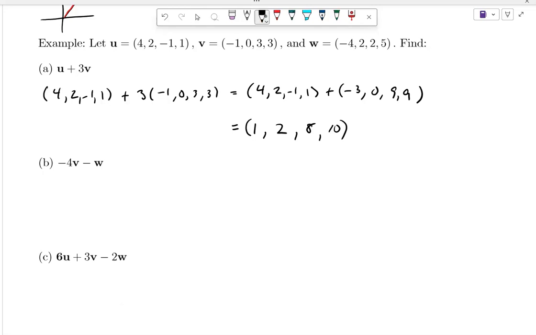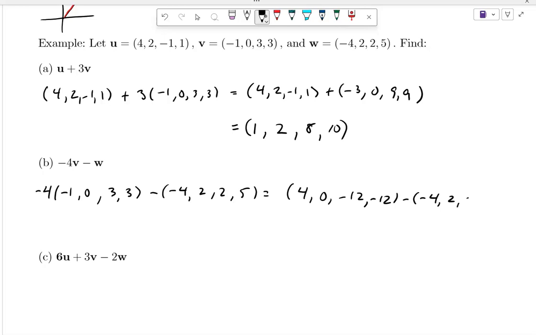What do you get in the next one then? 4, 0, negative 12 minus negative 4, 2, 2, 5. Okay, so distribute that negative 4 through, multiply by each component. So you said 4, 0, negative 12, negative 12. And then we're going to subtract. What are we going to get? 8, negative 2, negative 14. Good. Any questions on that one at all?